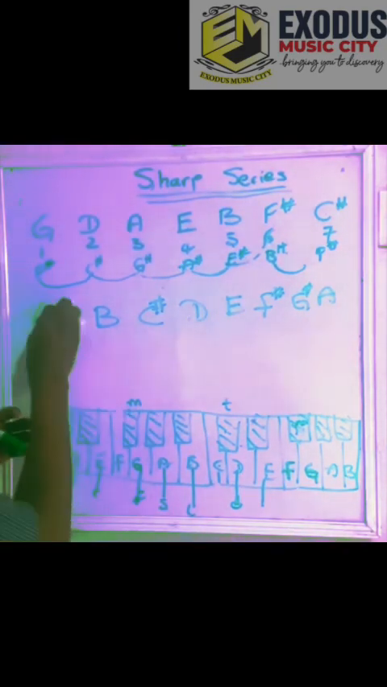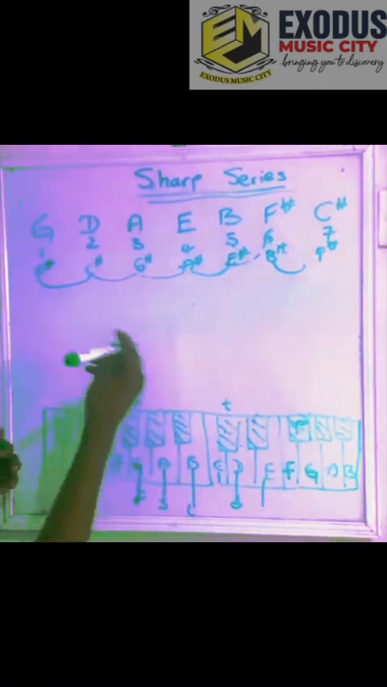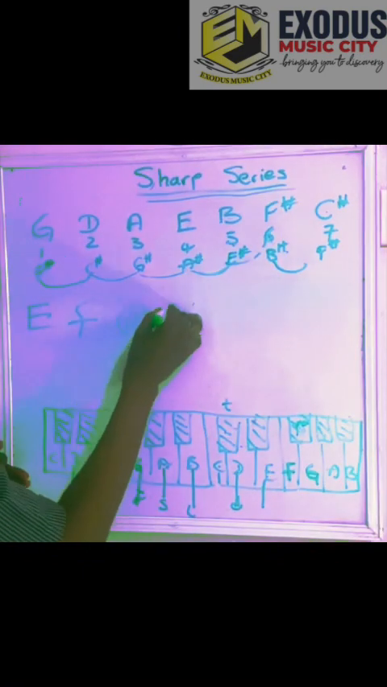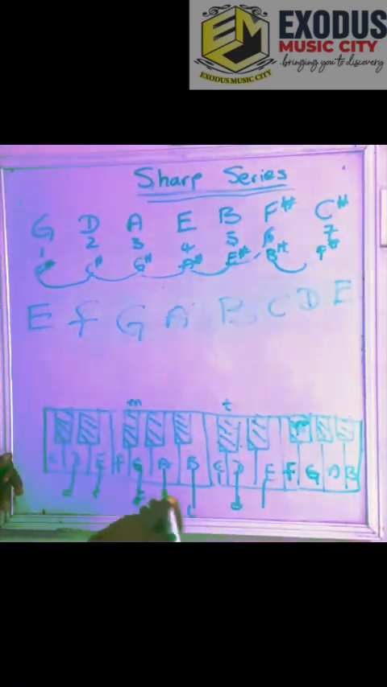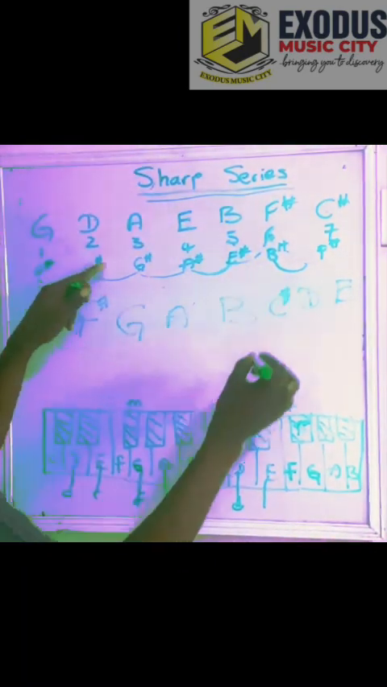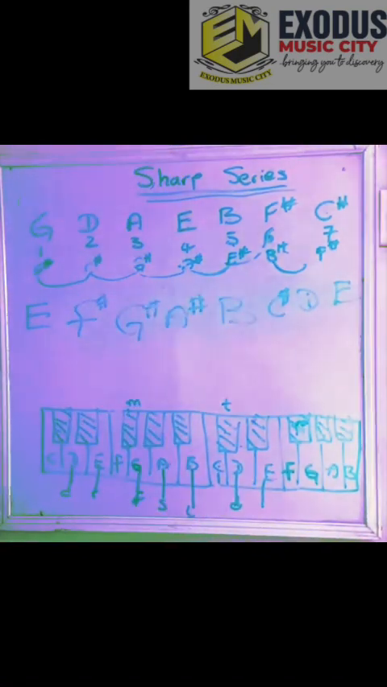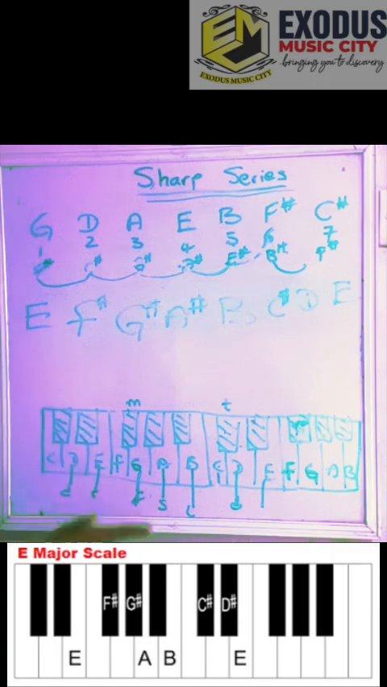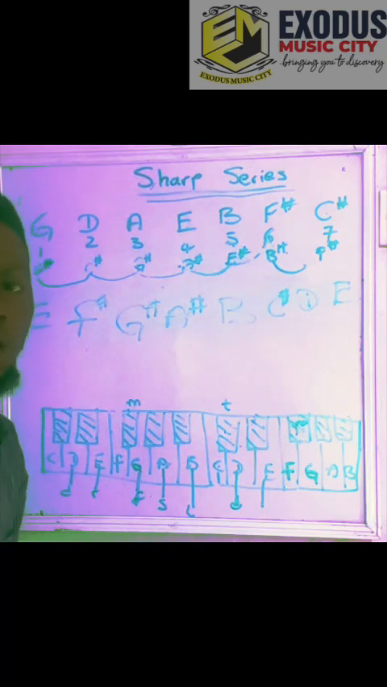Now let's construct the next key, which is the key of E. Write out the key first accordingly. So E, F, G, A, B, C, D, and E. Key E has 4 sharps. Now let's put the sharps: F sharp, C sharp, G sharp, and D sharp. Then just represent it on the keyboard. It's as simple as that. So that is that about the construction of scales on the sharp series.